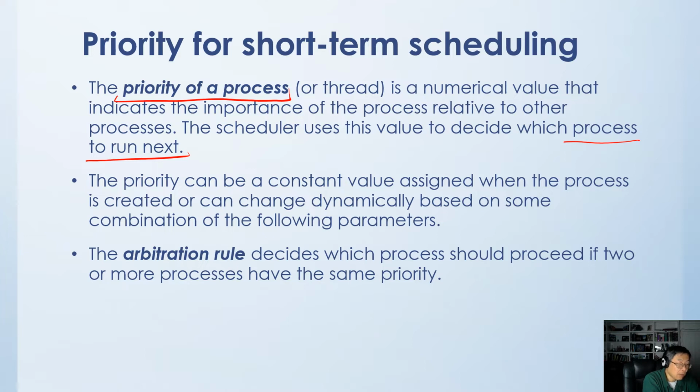Okay. Now, a priority can be a constant value. So once the process is created, a constant value is assigned to the process, which basically determines the priority of the process. Or sometimes a dynamic value will be used. So that means the priority of the process is changing. Okay, why this happens? We can talk about it a little bit later in the next slide. So if the operating system needs to decide which process to run, and all the processes have the same priority, typically the arbitration rule will be used.